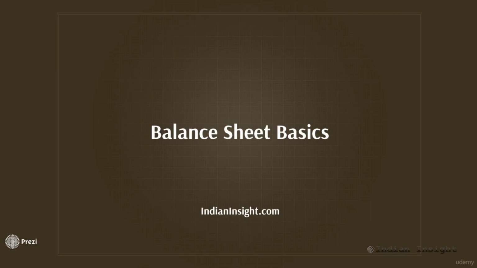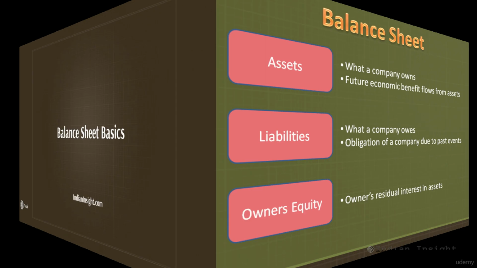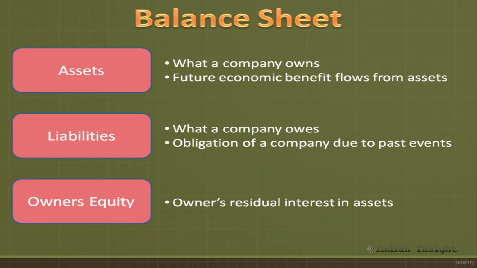Welcome back. Let's start by understanding an important part of the financial statements of any company, which is the balance sheet. Now, the balance sheet presents a company's current financial position by disclosing the resources the company controls. These resources are called assets. The balance sheet also discloses the company's obligations to its lenders and creditors, and these obligations are known as liabilities.